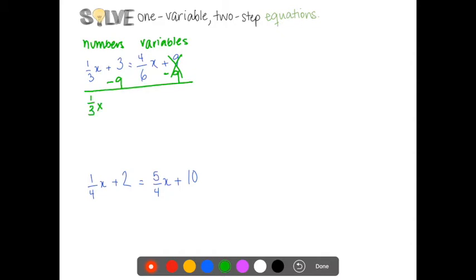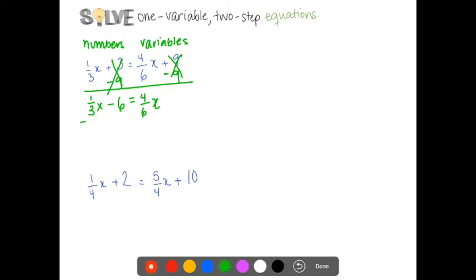So what I'm going to go ahead and do is simplify here, and I'm going to write the 1/3 x because I haven't really done anything with that, and simplify. 3 minus 9 is going to give me a -6, and that's going to be equal to 4/6x. Now what I want to do is move this 1/3 x to the other side.